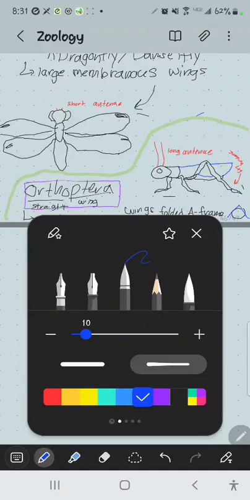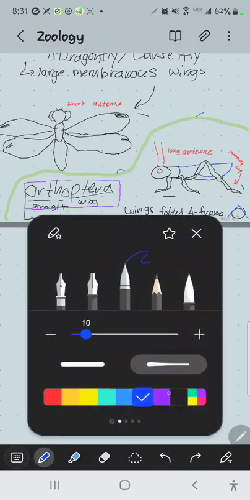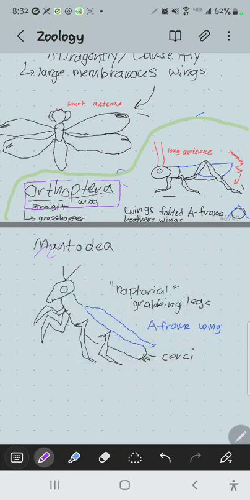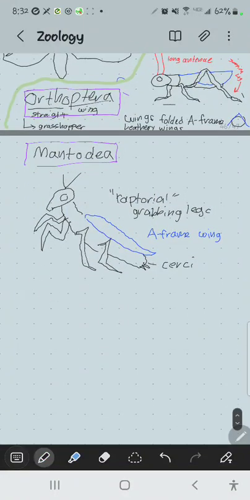Okay, and then we had, of course, our cockroaches. I'm going to put the other orthopteroids in this zone here, so they're all kind of similar. But the Blattodea, this is the cockroaches. With the cockroaches, they have a leathery, flattened wing, so a flat leathery wing.